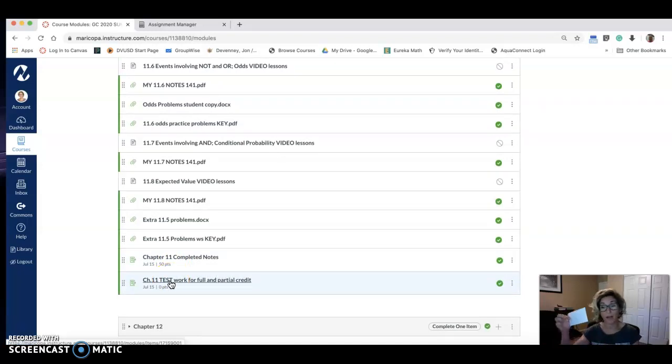Remember, you can have one 3x5 note card. You can write on the front, on the back. I don't care what you write on it, but only one 3x5 note card. And then make sure that you have your calculator with you, right? That's really important in this chapter to have your calculator.